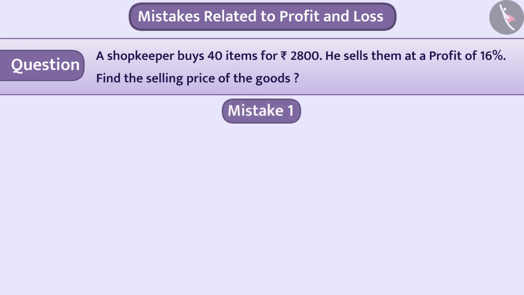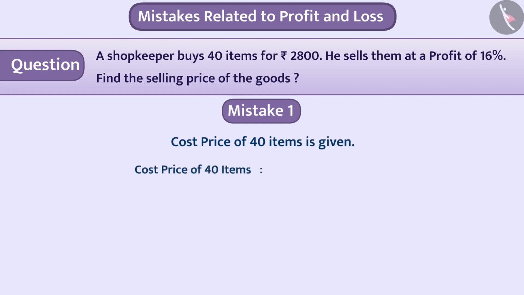Mistake 1. Some children do not understand the question properly. Here, the cost price of 40 items is given. But they think that the cost price of 40 items is equal to 40 multiplied by 2800 rupees is equal to 1,12,000 rupees. This is a misunderstanding.